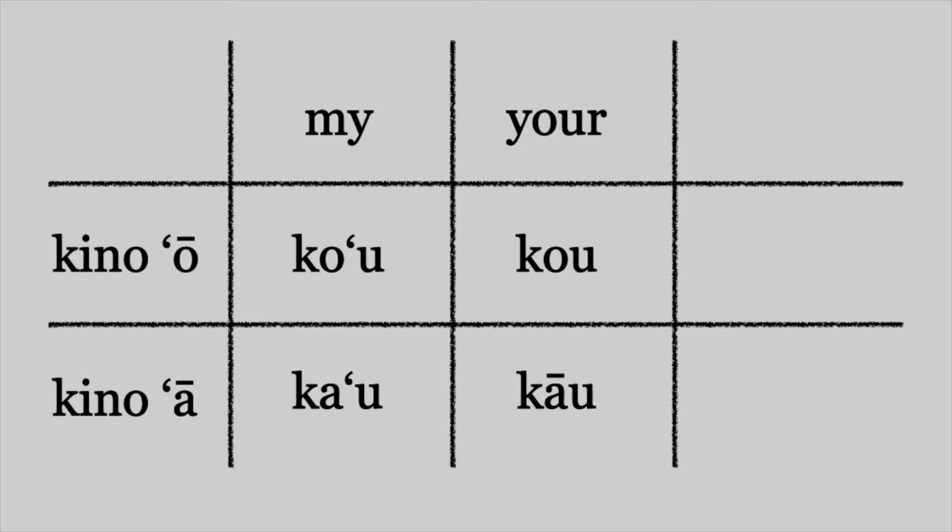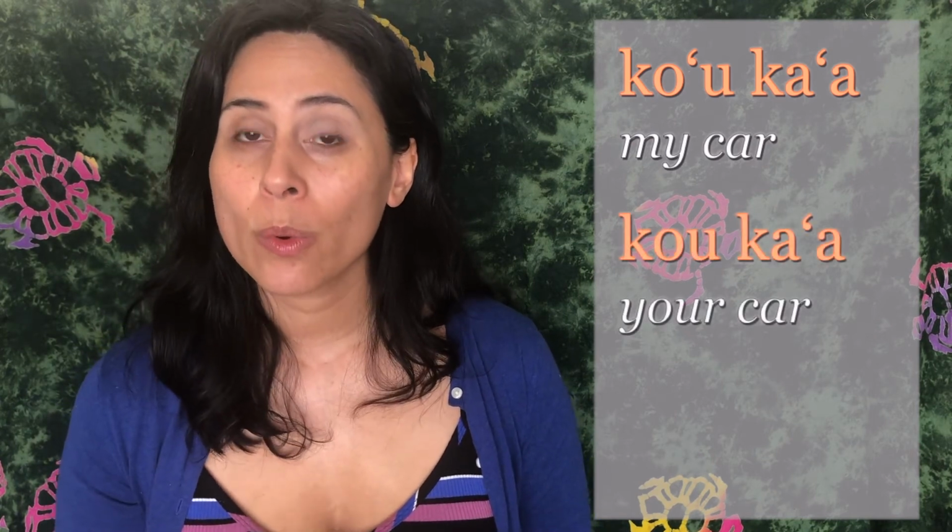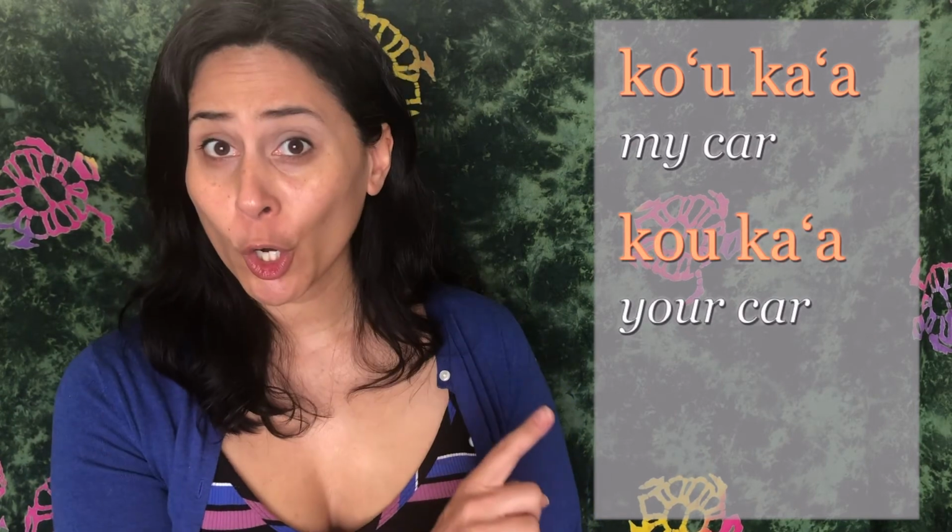Ko'u, ko. And finally, his or her, kino o, kona. Kino a, kana. Note the kahako in your and his and her for the kino a. So my car is ko'u ka'a. Your car is ko ka'a. Her book, kana puke.